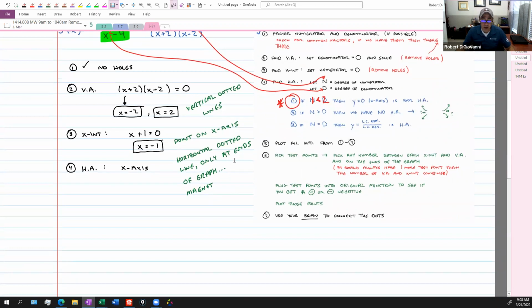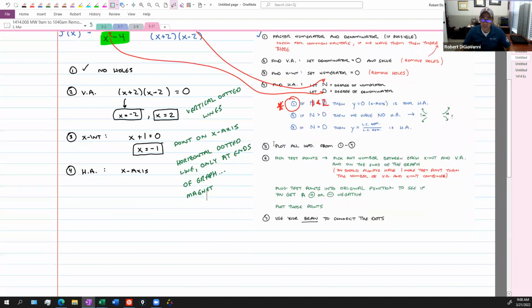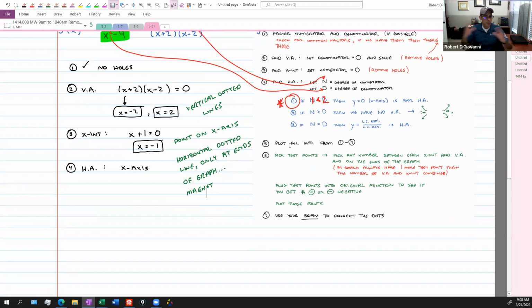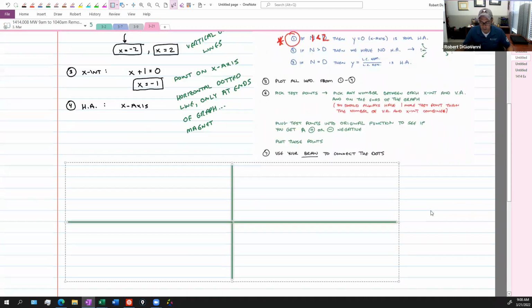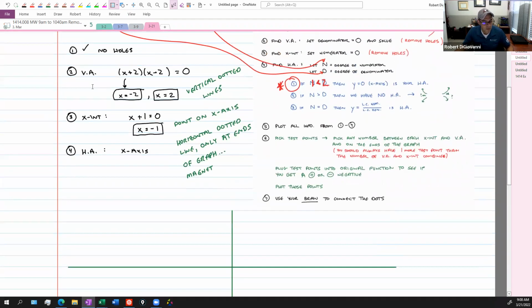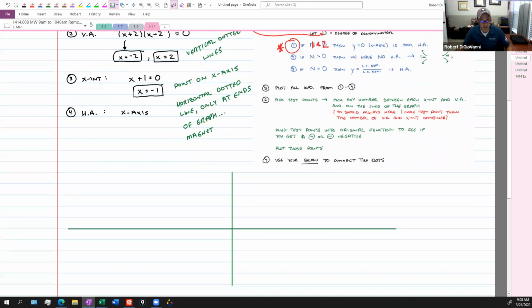Okay, that's it. We've got the first 4 things. Fifth step is we want to start putting our picture together. So we want to start drawing this now. Let me get a basic graph going here. Let me start with the first thing that we had. We had 2 vertical asymptotes, one at 2 and one at -2.